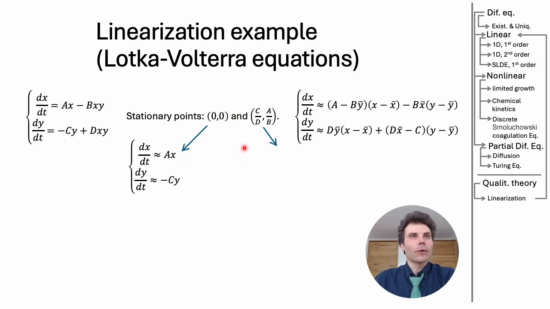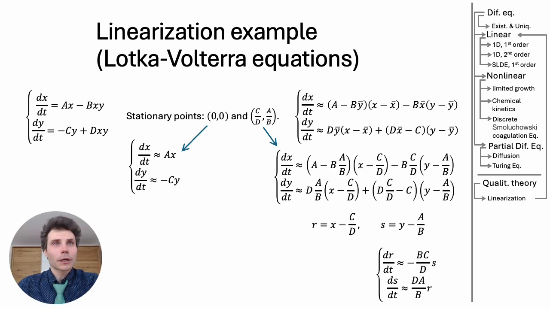Okay. What happens when we use the second stationary point in this equation, when we substitute C over D instead of X bar and A over B instead of Y bar? Well, some arithmetic needs to be performed. What do we see? We just substituted these two instead of Y bar and X bar. And we see that the B's are cancelling each other here, and the D's are cancelling each other.